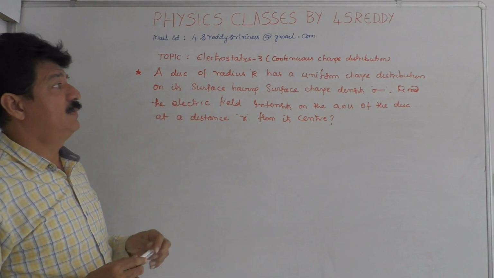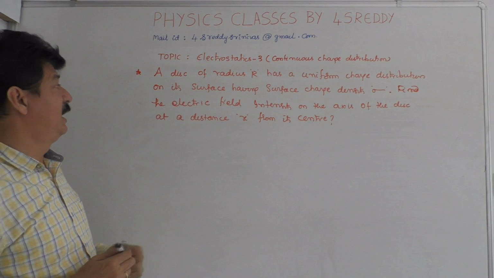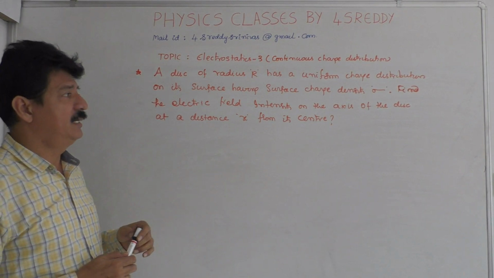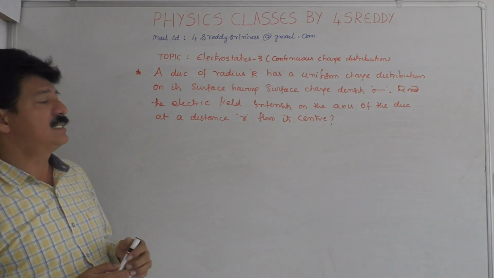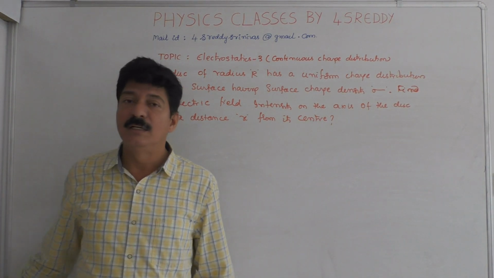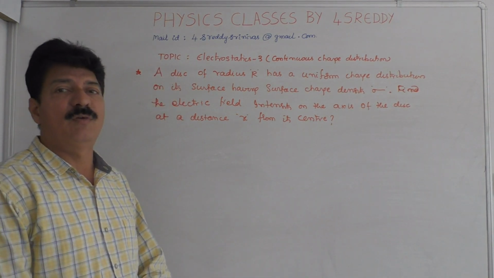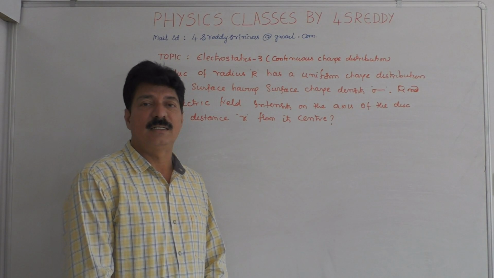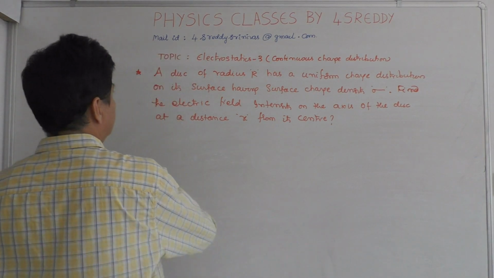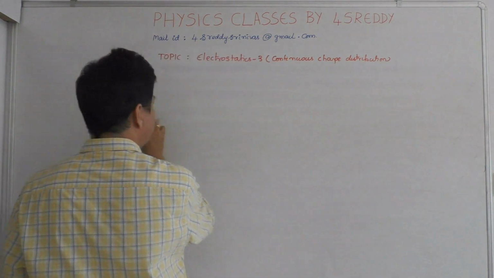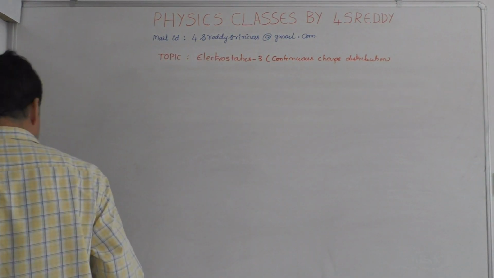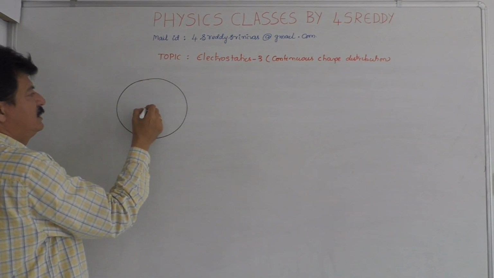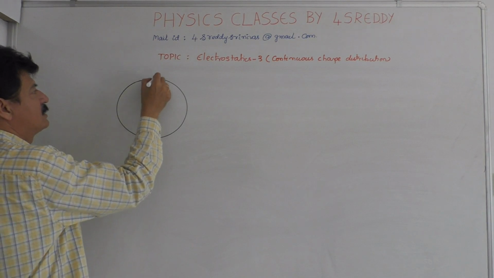So, a disk of radius capital R has a uniform charge distribution on its surface having surface charge density sigma. Find the electric field intensity on the axis of the disk at a distance x from its center. Then here, whenever the charge is distributed over an area, we have to consider the surface charge density. Then here, to arrive at this, it is simple. This is a disk of radius capital R.